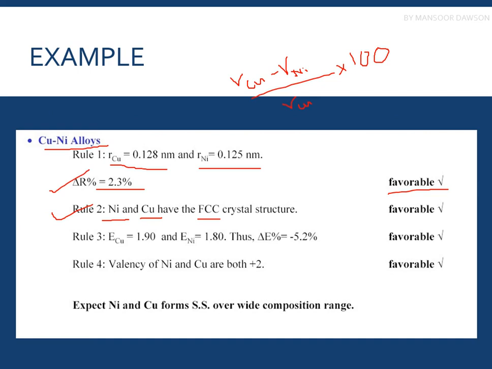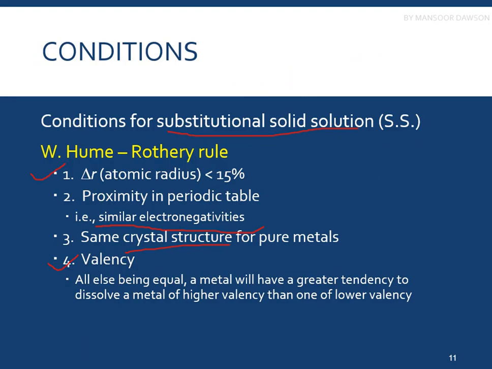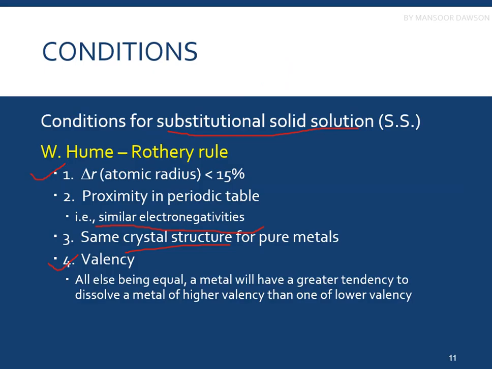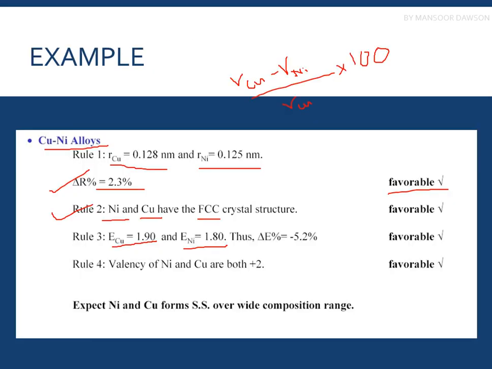Talking about electronegativity, the proximity interval means similar electronegativity. We know that the electronegativity of copper is 1.9 and the electronegativity of nickel is 1.8. So these are not exactly the same, but they're almost the same. Then the last tool is the valency. Both copper and nickel have a +2 valency.